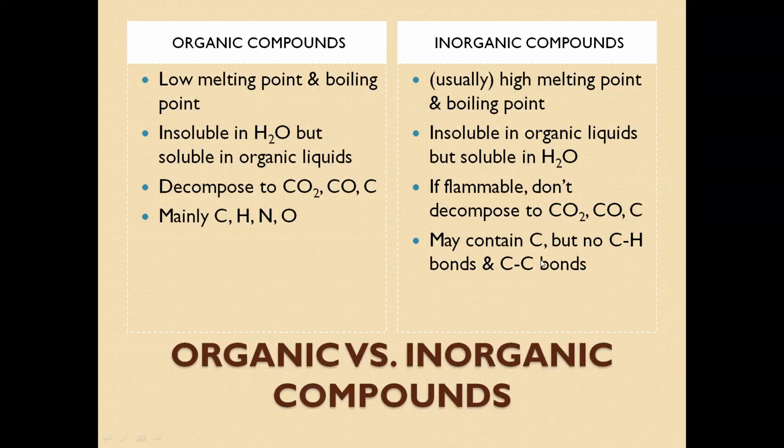Okay, so covalent bonds only happen in organic compounds because carbon can easily bond with other elements. And covalent bonds don't happen in inorganic compounds, so they don't have any C to H bonds and C to C bonds. Okay, so that's the big difference between organic and inorganic compounds.